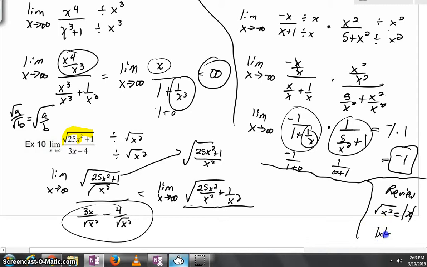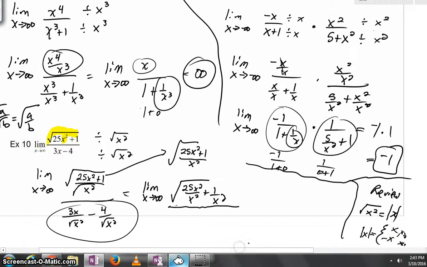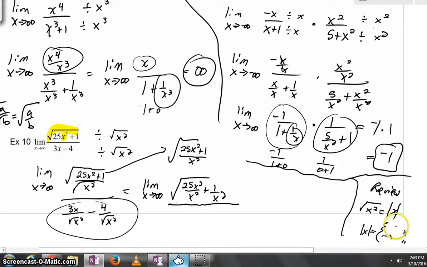Help me out with the absolute value of x. The absolute value of x is either what? x or the opposite of x, depending on whether x is positive or x is negative. We can move that over, and forgive me for writing so small. We could rewrite that. But what I'm really pointing out to you is that right now, as you're looking at this radical, x is going towards positive infinity. Is x positive or negative?